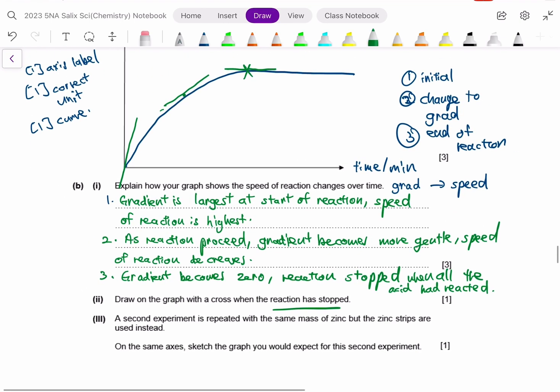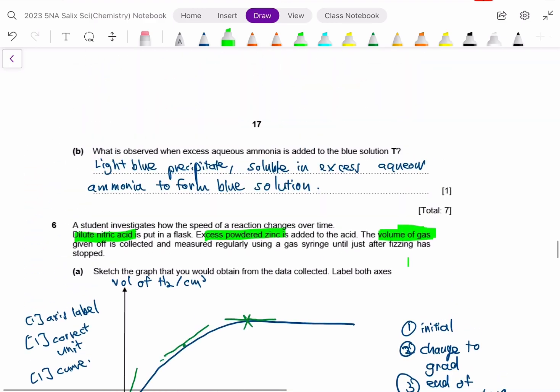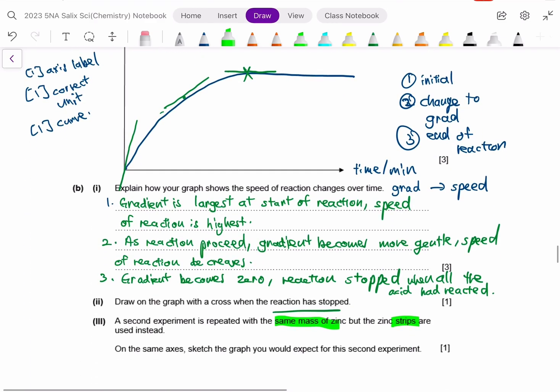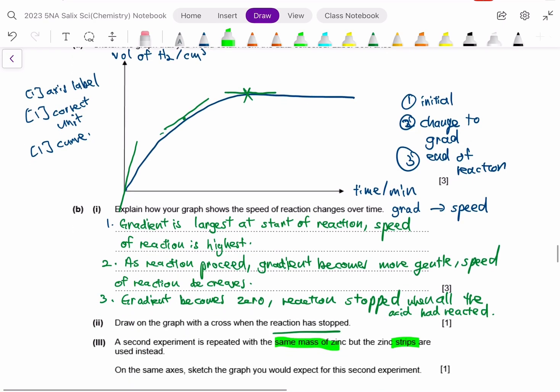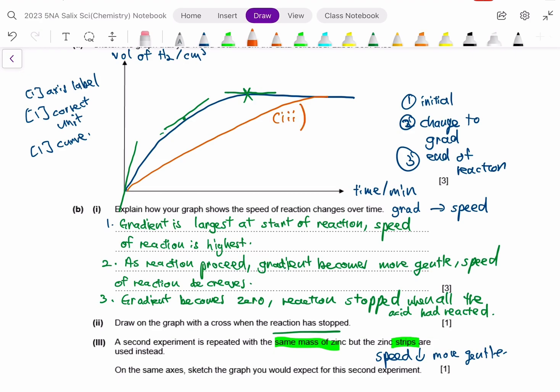Then you are told a second set of experiment is repeated with the same mass of zinc, but you use strips instead. Initially it is powder, now it is strips. Anyway the zinc is in excess, so it doesn't affect the volume of hydrogen gas. The speed of reaction will go down, so you make the curve more gentle. I'll draw in orange, something like this. That's for the graph in part i.